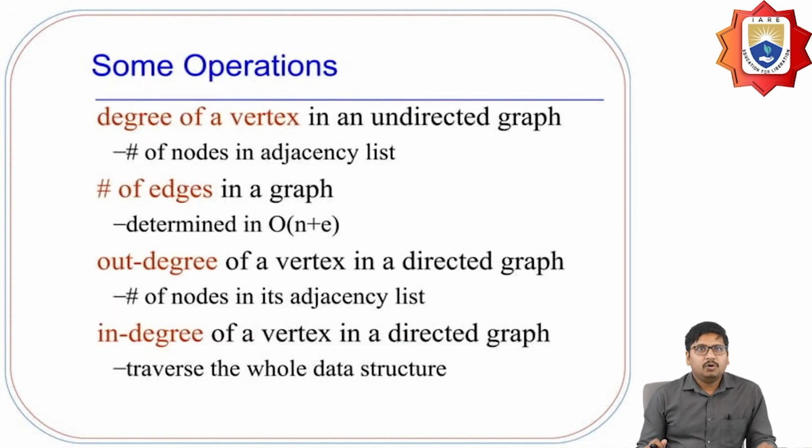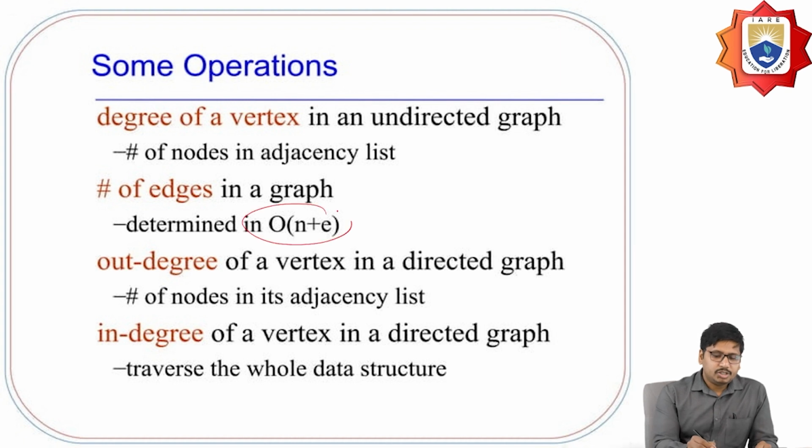So what are the common operations I'm going to perform on this? The degree of a vertex in an undirected graph, and the number of edges in the graph, should be determined by the estimate of n plus e. The degree of the vertex is the number of nodes in its adjacency list, and determining the in degree of a vertex in a directed graph is nothing but traversing the whole data structure.